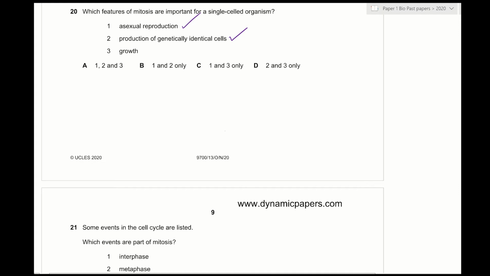3. Here it says growth. Growth in this case is incorrect because an actual cell cannot grow by mitosis. It only divides by mitosis. What grows are tissues. When cells divide, more cells of this tissue are provided, therefore the tissue is what grows, but not the cell. Therefore, the answer is going to be B.